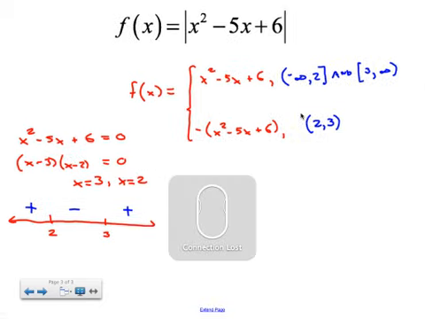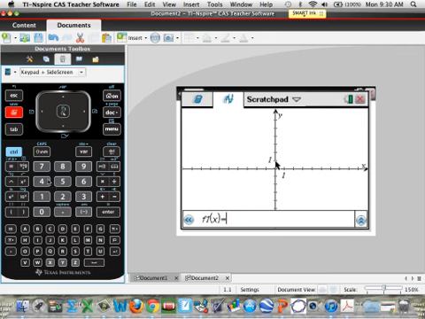Let's verify that this is correct on your TI Inspire. So what I'm going to do is graph the original function and then my piecewise function and show that they are the same. Okay, so I'm in the graphing screen, and the first thing I'm going to do is graph the absolute value of x squared minus 5x plus 6.